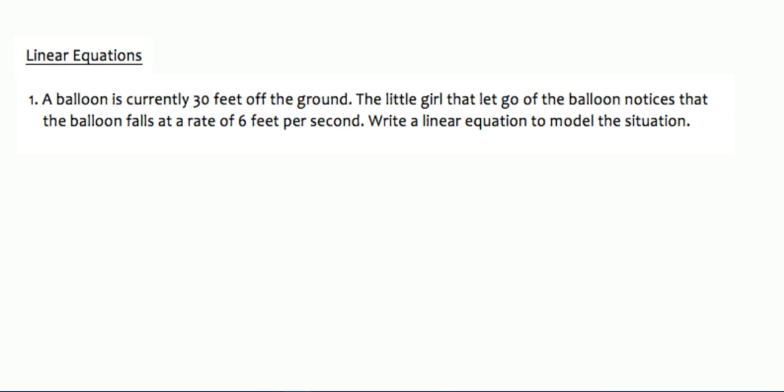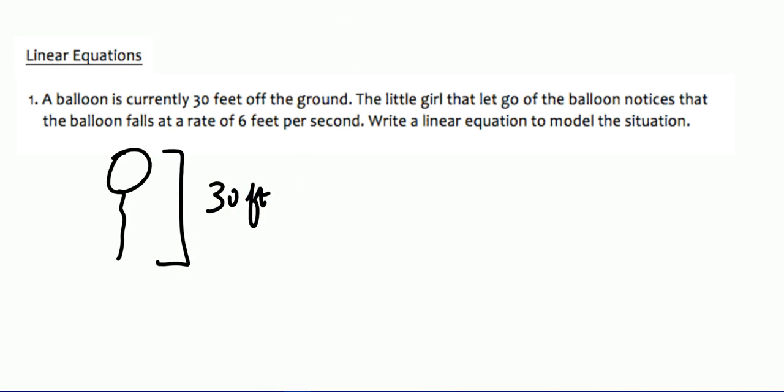So number 1, a balloon is currently 30 feet off the ground. There's a little girl that let go of the balloon, notices that the balloon falls at a rate of 6 feet per second, so obviously this is a very astute little girl. We're going to write a linear equation to model the situation. Okay. So there is a balloon that is 30 feet off the ground. And it's falling at a rate of 6 feet per second. Which means we have a negative value here.